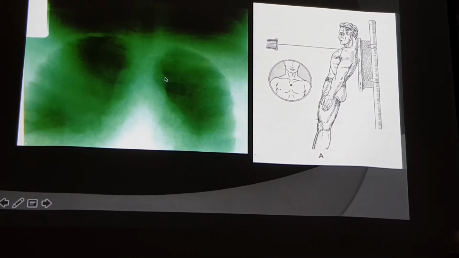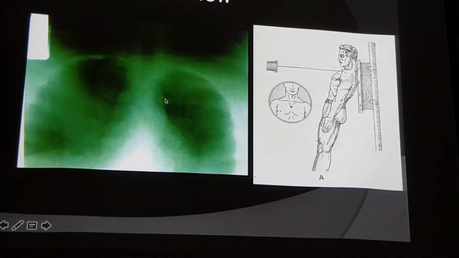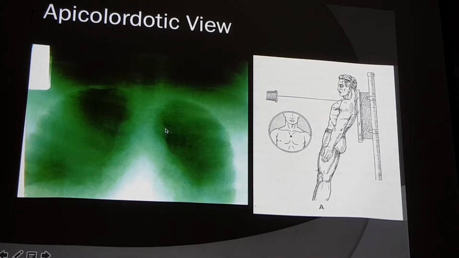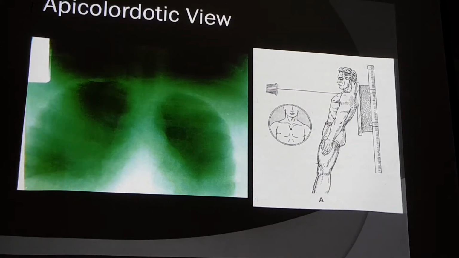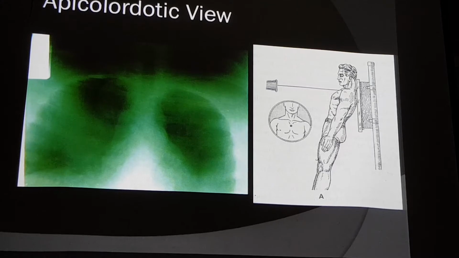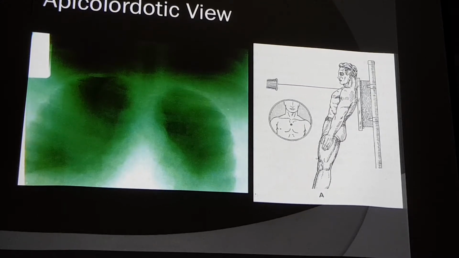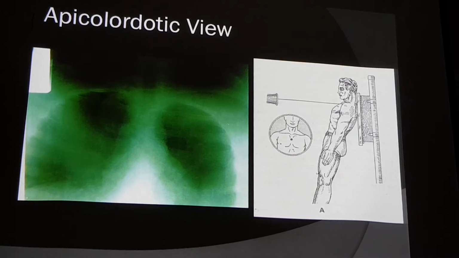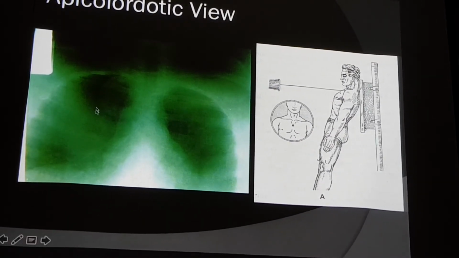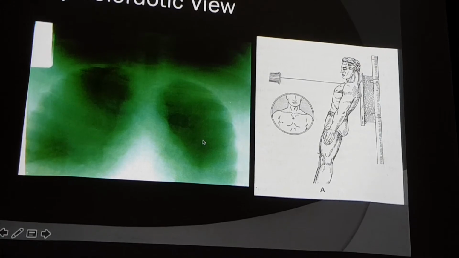So, in your yearly exams, how many of you have had the X-ray repeated with an apicolordotic view? Yeah, because your osseous structures can obscure the findings, which is why an apicolordotic view is requested.